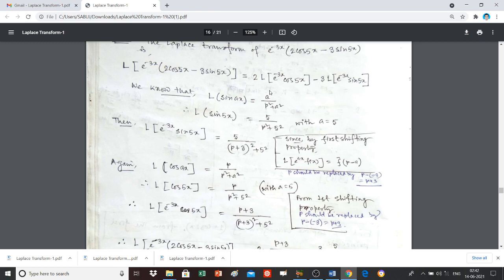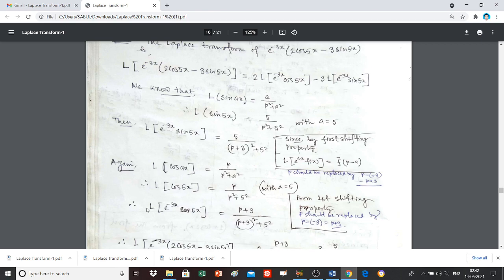Again, the Laplace transform of cos 5x, you know. So cos ax, you know the value of Laplace transform of cos ax is p by p square plus a square. So in this case, since a is equal to 5, Laplace transform of cos 5x is equal to p by p square plus 5 square.